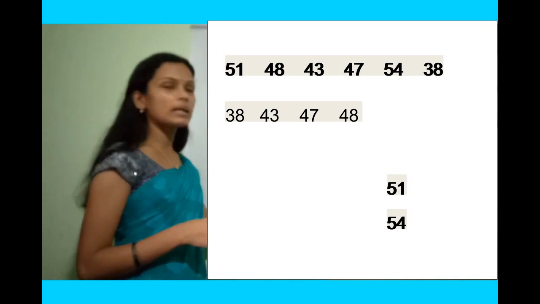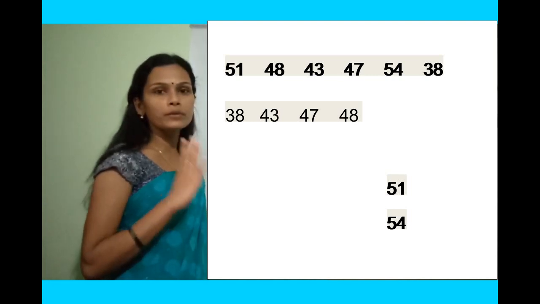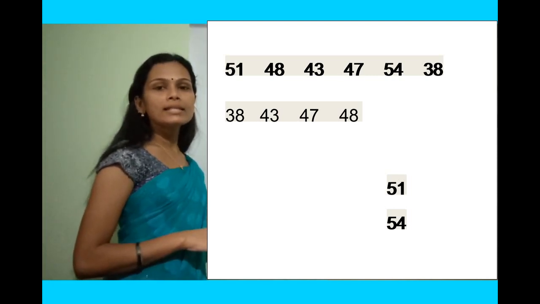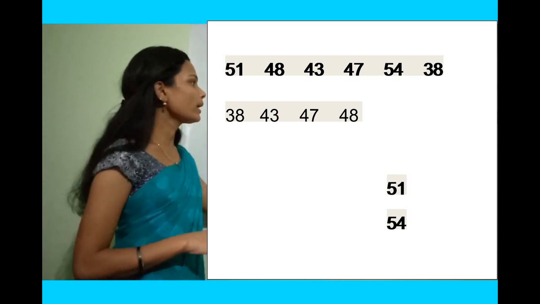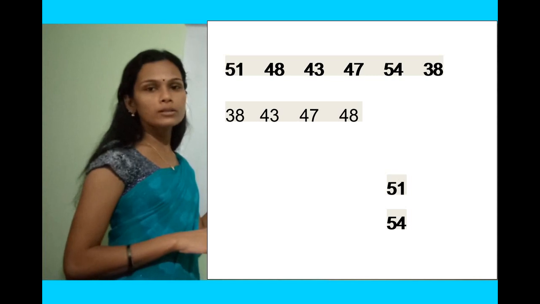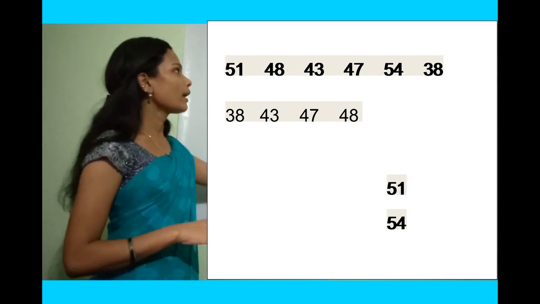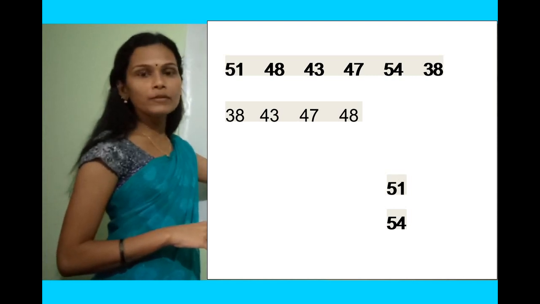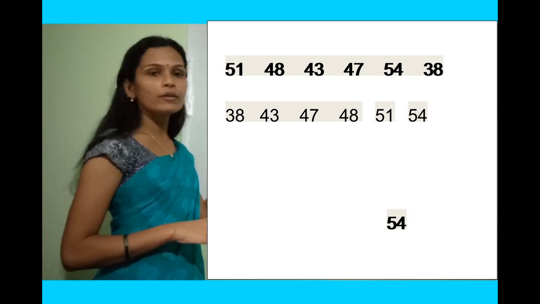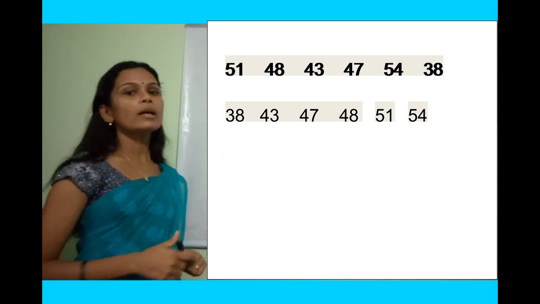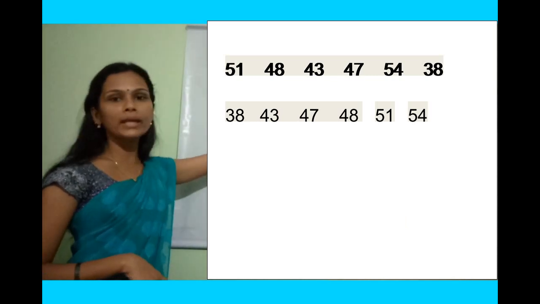Among these 2 numbers, which is the smaller one? Since both the numbers have 5 as the first digit, compare the second digit. When we compare the second digit, we can see 1 is less than 4. So 51 is less than 54. So after 48 we have to write 51 and then we have to write 54. Now we have arranged the numbers from small to big.